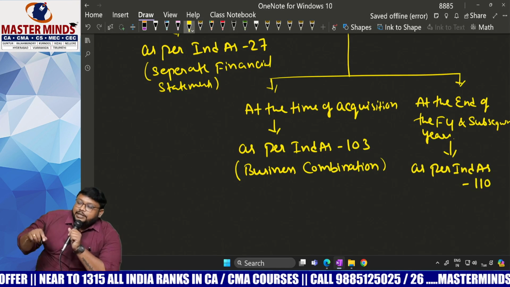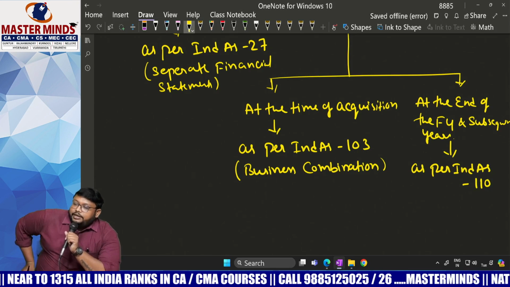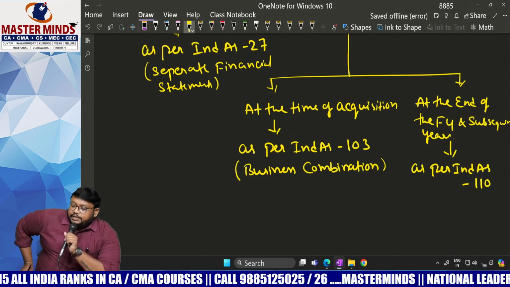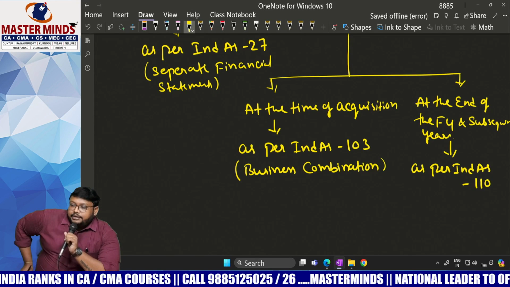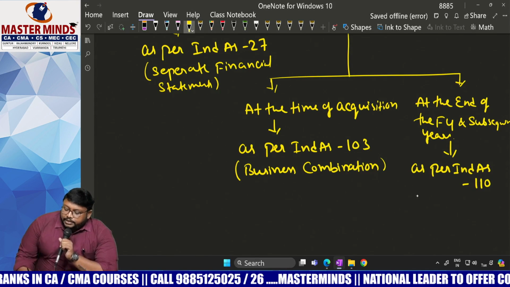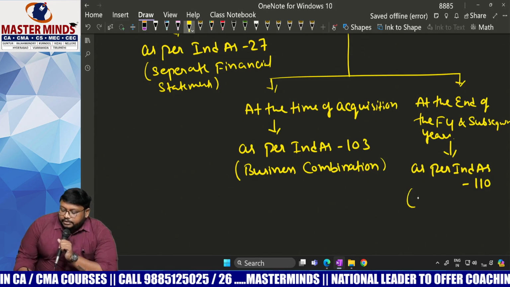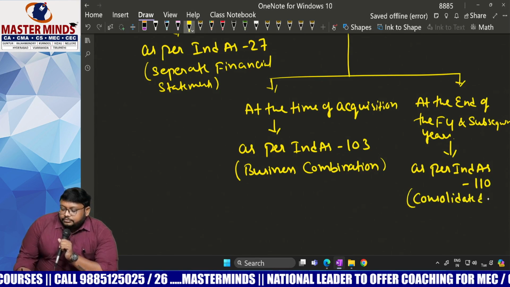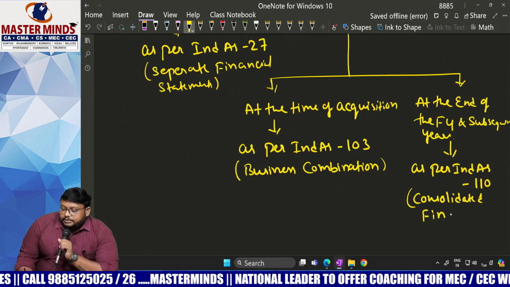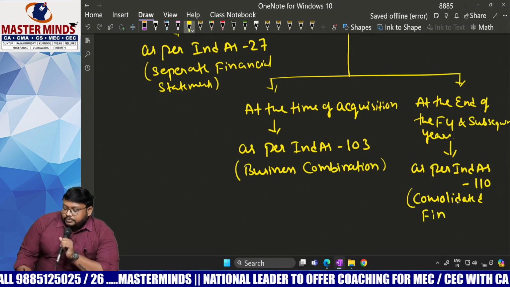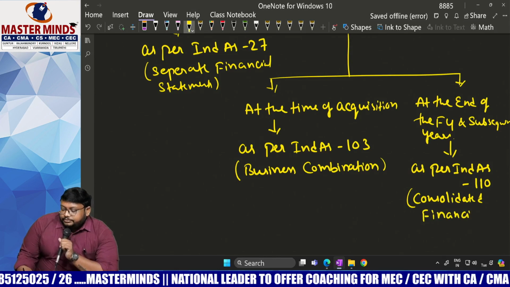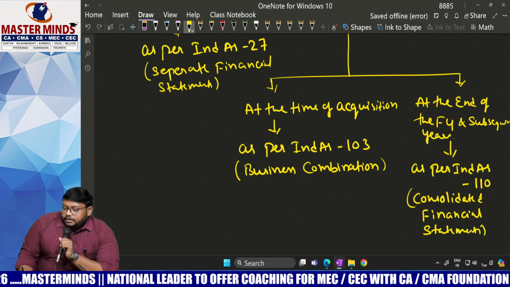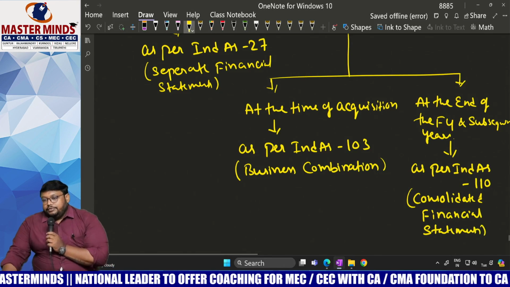Ind AS 28 is investments in associates and joint ventures. This is investments in subsidiaries. So for consolidated financial statements, we have a separate standard, that is Ind AS 110. That is nothing but consolidated financial statements. This is our next chapter. Consolidated financial statements, that is Ind AS 110 will come into play.